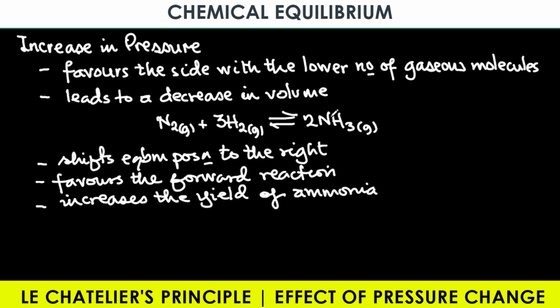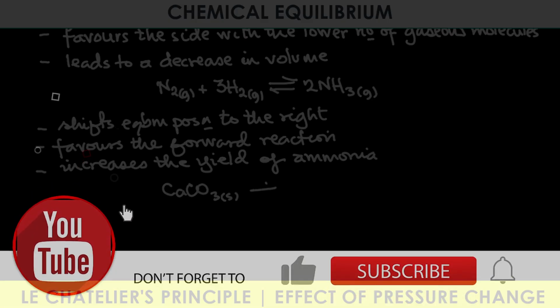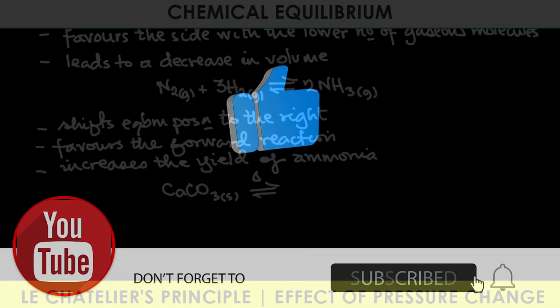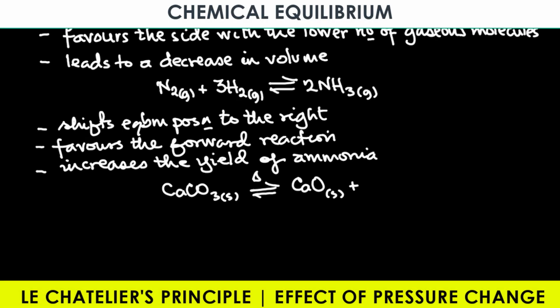If we use another reaction, let's say the thermal decomposition of calcium carbonate, CaCO3 solid, giving us calcium oxide solid plus CO2 gas. Increasing the pressure of this system will move the equilibrium position to the left, right? Because that is the side with a lower number of gaseous molecules. Are we together?